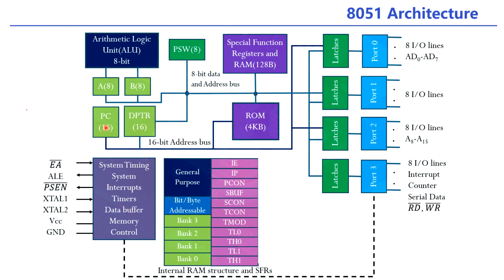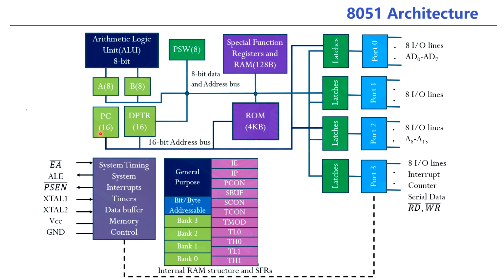Coming to PC. PC stands for program counter. It is a 16-bit register, and it is used to point to the address of the next instruction. As I mentioned earlier, in the 8-bit microcontroller all internal registers are 8 bits wide, but the program counter is a 16-bit register.